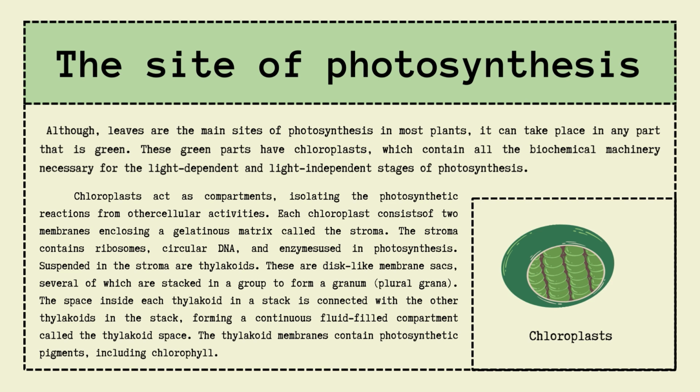Each chloroplast consists of two membranes enclosing a gelatinous matrix called the stroma. The stroma contains ribosomes, circular DNA, and enzymes used in photosynthesis. Suspended in the stroma are thylakoids. These are disc-like membrane sacs, several of which are stacked in a group to form a granum.